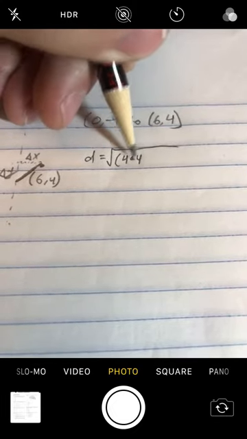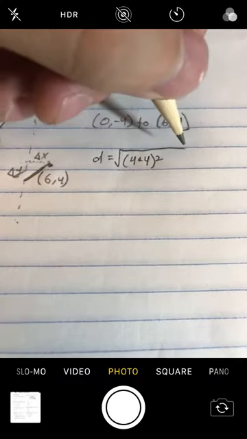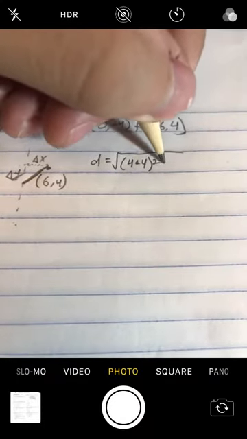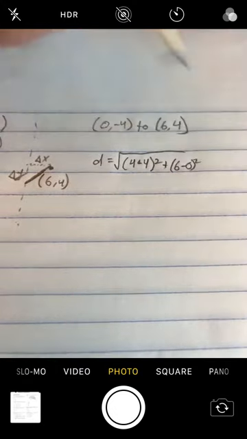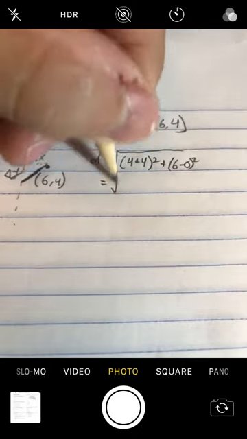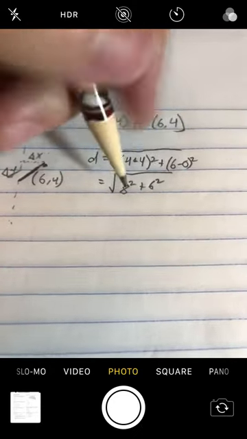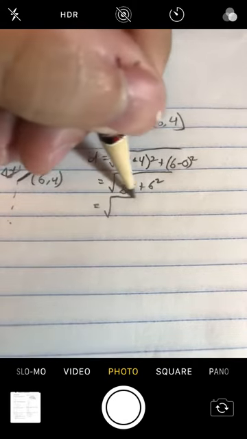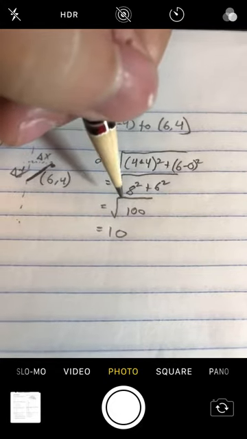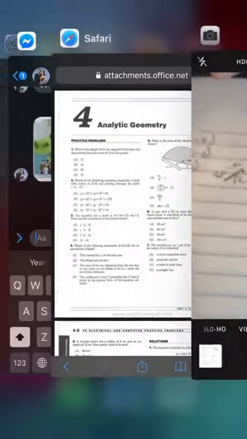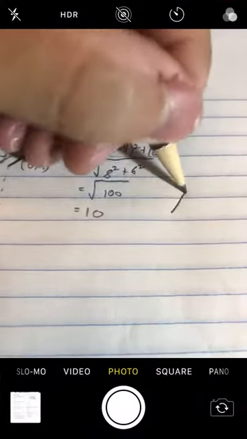Oh, plus 4. That's right, because 4 minus -4 is 8. Plus (6 minus 0) squared. So 8 squared plus 6 squared. And if you remember your Pythagorean triples, that's essentially the square root of 100, which equals 10. So that means our answer should be A.